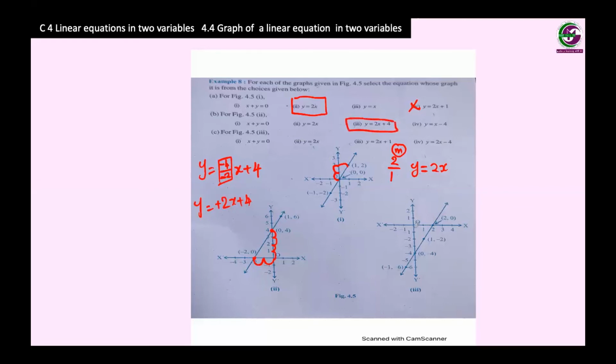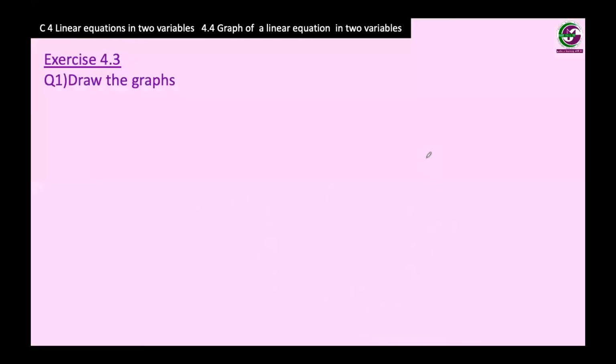Okay. Now the third graph. It is touching at the point negative 4. So you have y is equal to a number with x minus 4. Now from here, how to reach the second point? 1, 2, 3, 4 steps up and 2 steps forward. 4 by 2. So which is 2x minus 4. 2x minus 4, this is the answer. Isn't it easy? Excellent. Let's move on to exercise 4.3, question number 1.